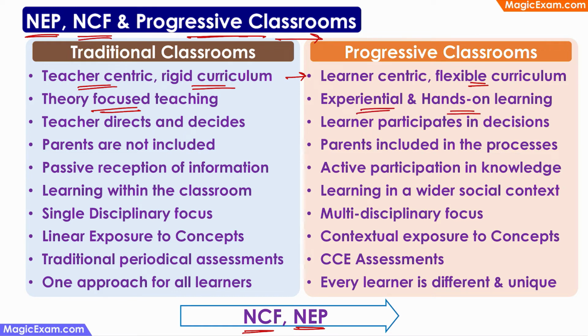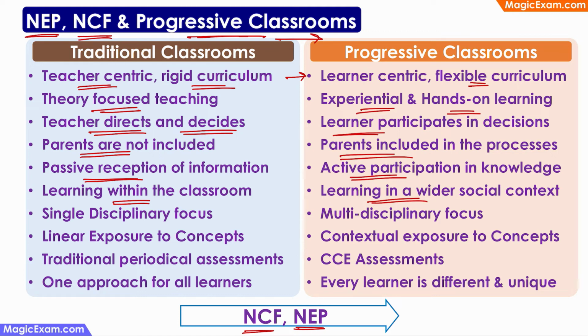And in a traditional classroom, the teacher will direct and take all the decisions, whereas in a progressive classroom, the learners are also participating in the decisions. In a traditional classroom, parents are not included, whereas in a progressive classroom, there is an understanding that parents also play a very important role in the education and development of children. So they are also included in the process. In a traditional classroom, the students will passively receive information, whereas in a progressive classroom, there is active participation by both the teachers and the students. And in a traditional classroom, the learning happens within the four walls of the classroom, whereas in a progressive system, the learning happens in a wider social context outside the classroom as well.